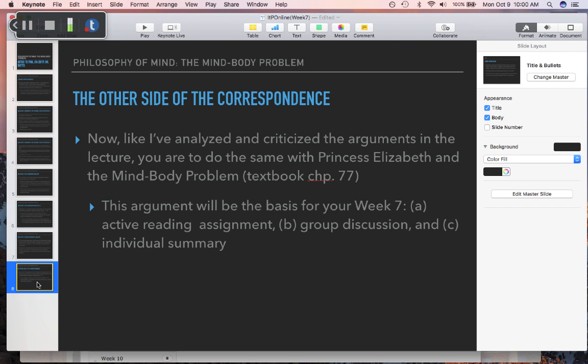So, as I said, the other side of the correspondence is in textbook chapter 77. So the Princess Elizabeth of Bohemia article is the thing which you will look at for your active reading assignment, your group discussion, and your individual summary. I still have a couple of people who aren't getting this. You are only to refer to chapter 77 for this week's active reading stuff. That's what you're trying to find the thesis of and evaluate the argument of in the individual summary. That's what you're giving your reactions to with the active reading assignment, and that's what you will be discussing in the group discussion.